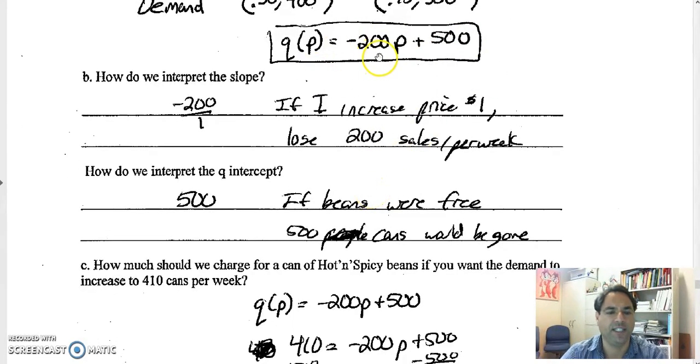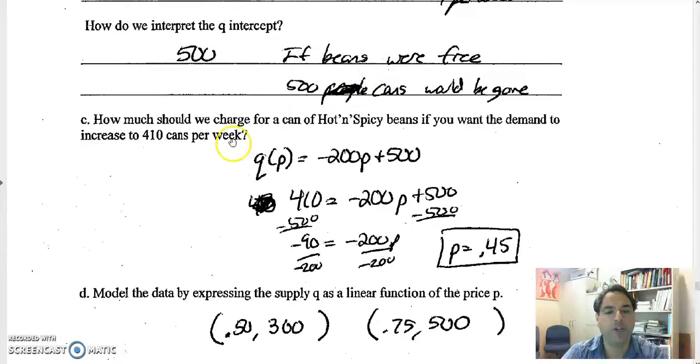Now, how can I use that demand equation? Well, if somebody says we have 410 cans to get rid of, there's my quantity. I could do the algebra to solve that. What price would I need to get rid of those 410 cans based on the demand? It'd be 45 cents. That's when things go on sale and you need to move items. That's the sale price. It can be calculated.